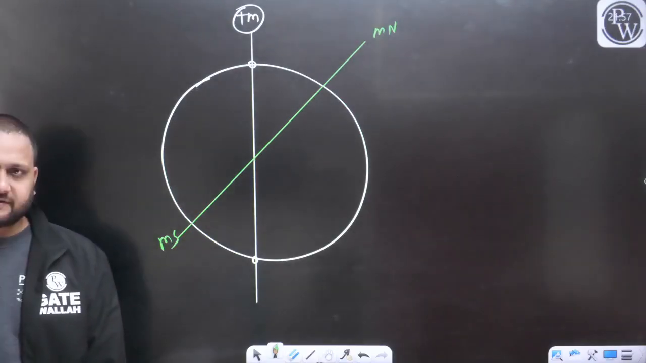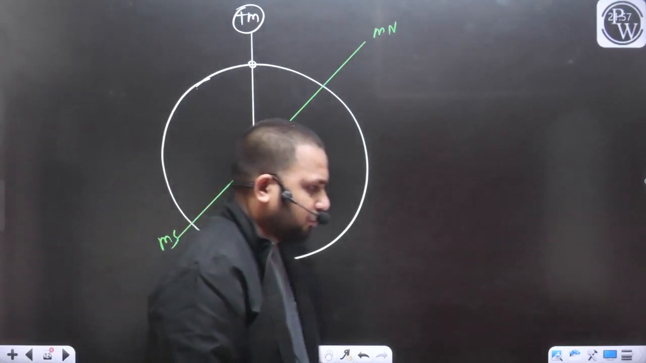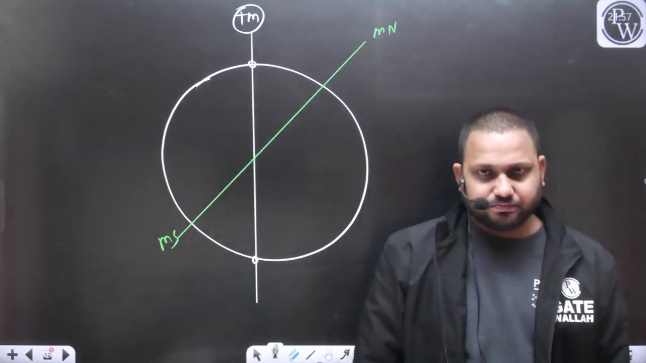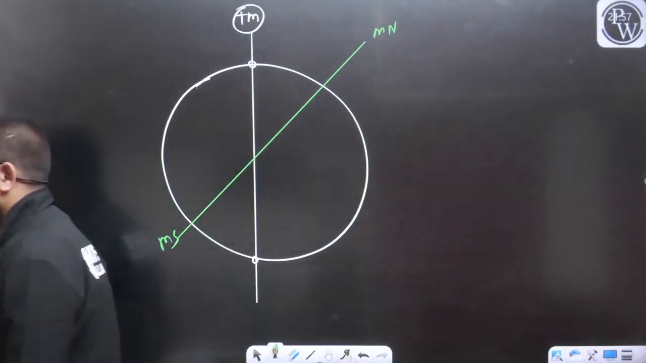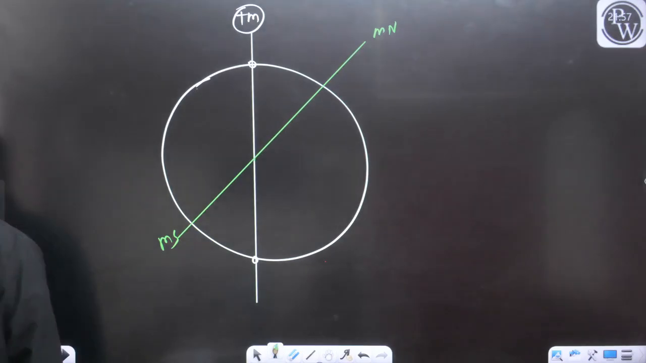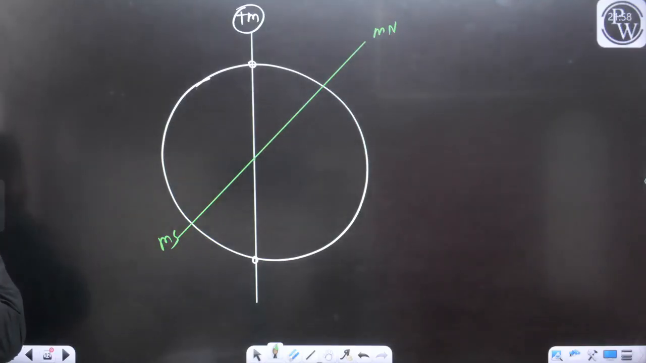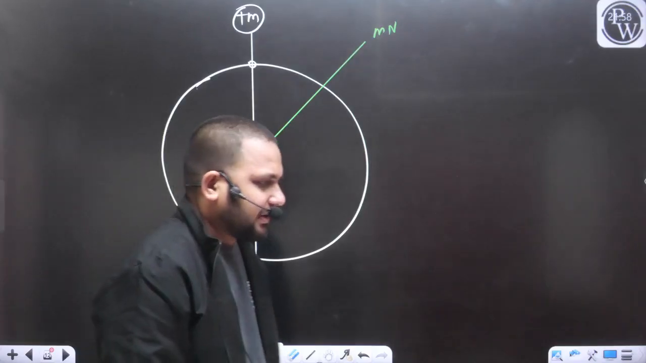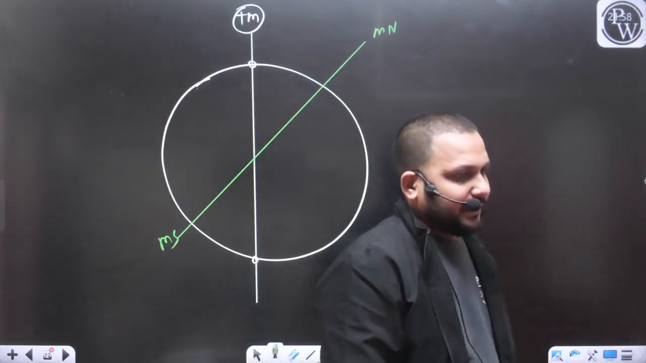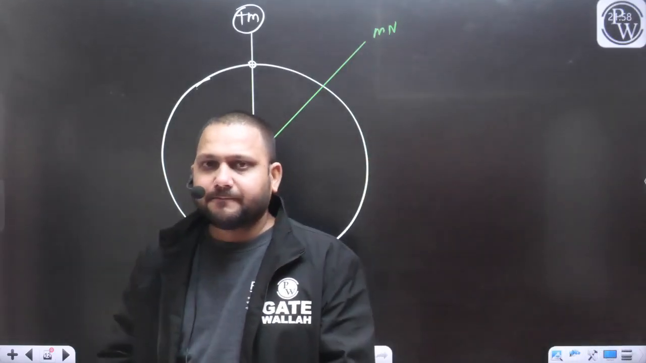So now I think this term is clear to everyone. What do you mean by the true meridian and what do you mean by the magnetic meridian? This point is clear to everyone. The line joining the true north and true south is known as the true meridian. The line joining the magnetic north and magnetic south is known as the magnetic meridian.